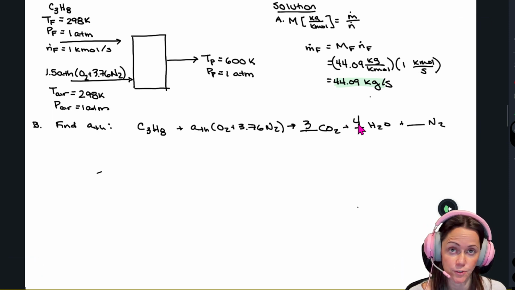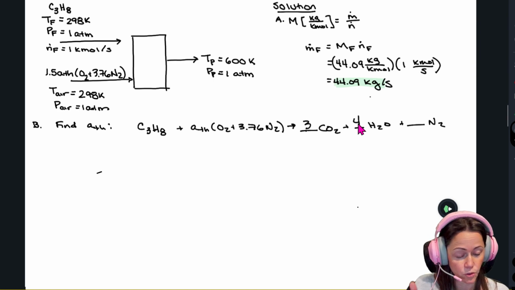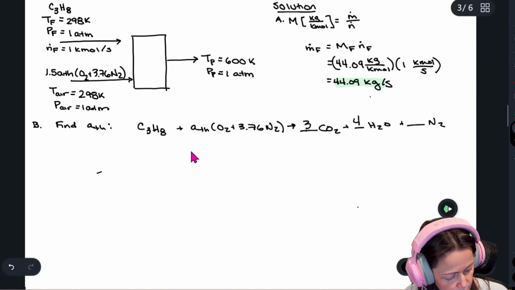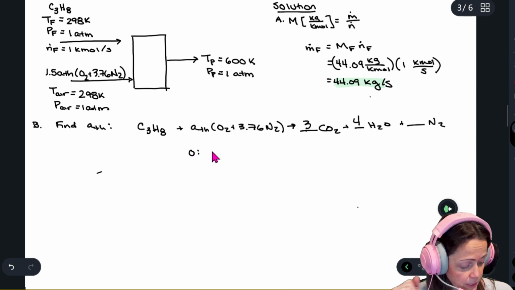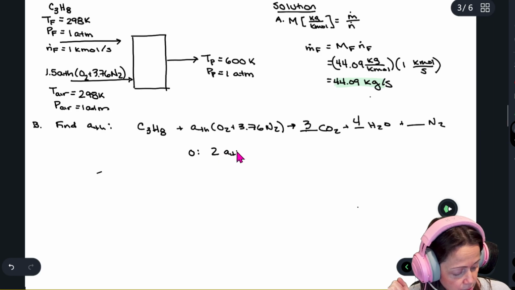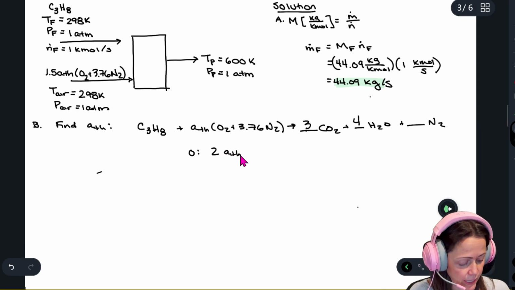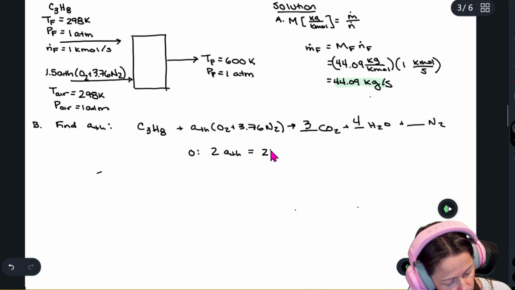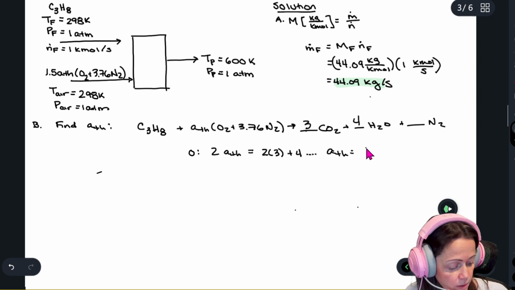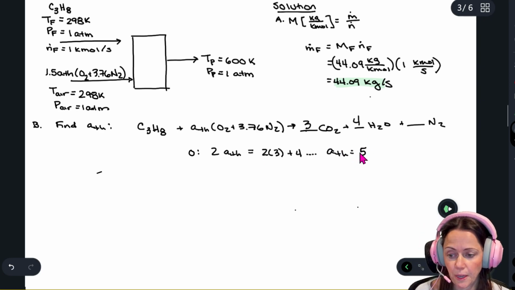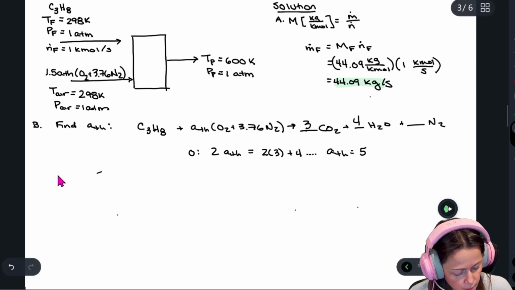So all I've done is a mole balance on the carbon, then I did the hydrogen. Now I'm going to do it on the oxygen. I'm going to keep my notes down here that I have on the left-hand side. I've got 2 times a-th, that's how many oxygen I have. And on the right-hand side, I've got 2 times 3 plus 4. So it looks like my theoretical air is 5. Now I'm done with that.